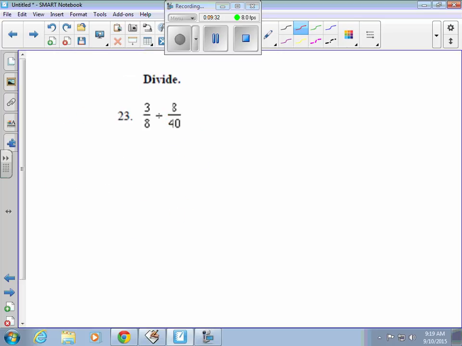Divide these two, just in case you thought that was a plus. There's a big word right above it that says divide, so don't make that mistake. 3 over 8 divided by 8 over 40. In order to divide fractions, you leave the first fraction just like it is.